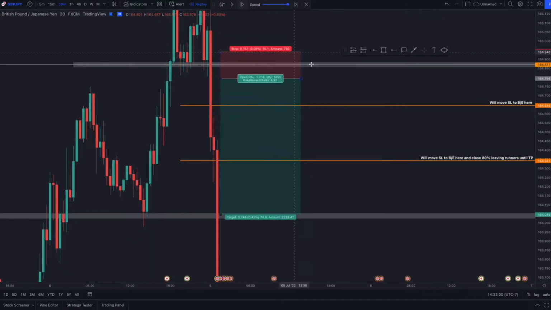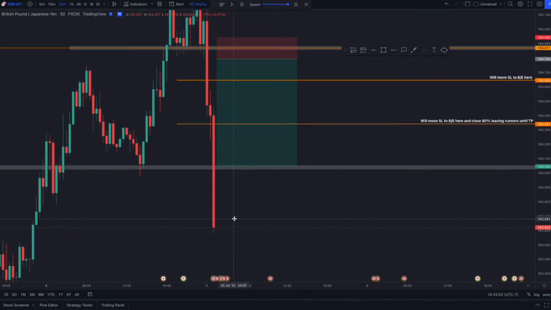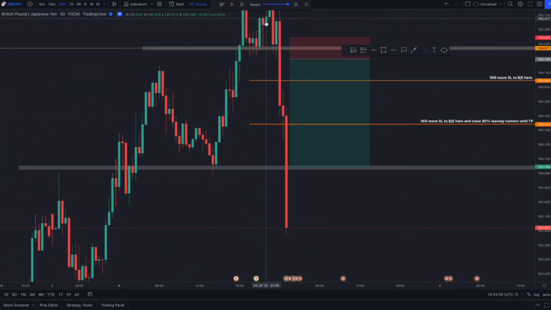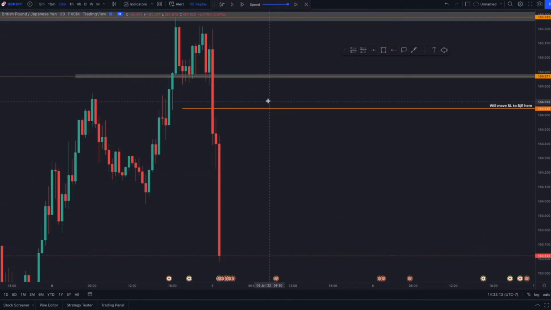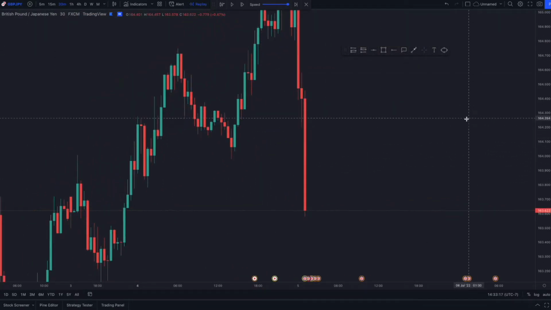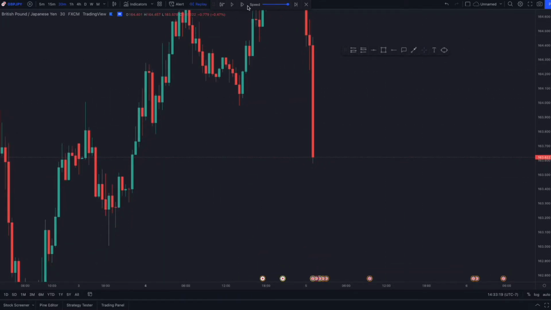Okay, beautiful. Look at this. We rejected this area heavily. Okay, as you can see there, beautiful trade I took. Let's try to give another example of this setup that I take.